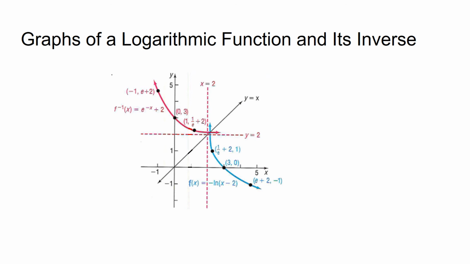So I graphed the logarithmic function before using transformations, and that's in blue. You can see that it has x equals 2 as an asymptote, a vertical asymptote. The inverse function, e to the minus x plus 2, is graphed in red. You can see here that it also has an asymptote. In this case, its asymptote is y equals 2. And again, because these functions are inverses of each other, the axis of symmetry is y is equal to x.